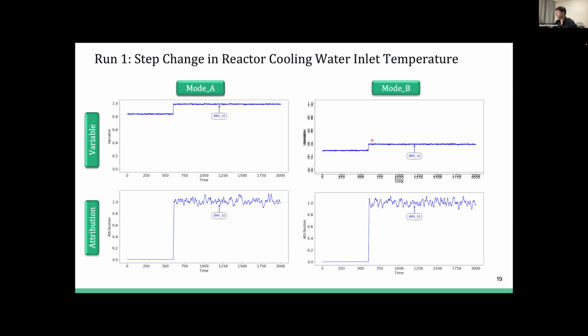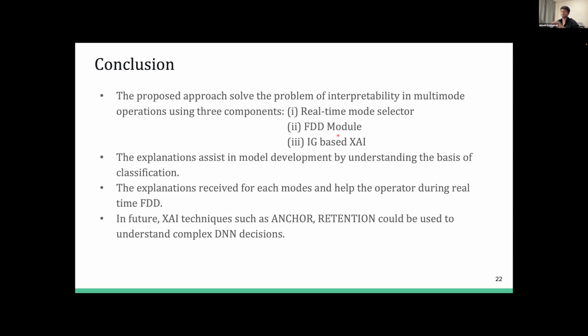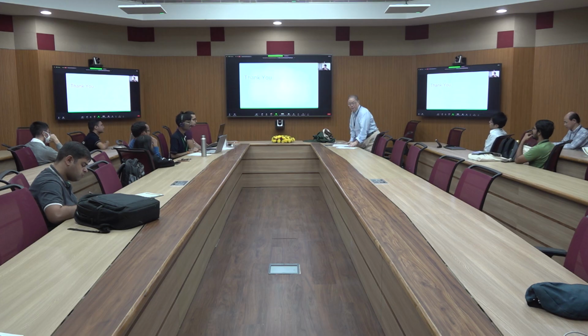So in conclusion, with the proposed approach we solved multi-mode operations using 3 components, and the explanation helps in model development by understanding the basis of classification. The explanations received for each node help operators during real-time fault diagnosis. And in future, we are going to explore more techniques like anchors and other methods to understand complex deep neural network decisions. Thank you.